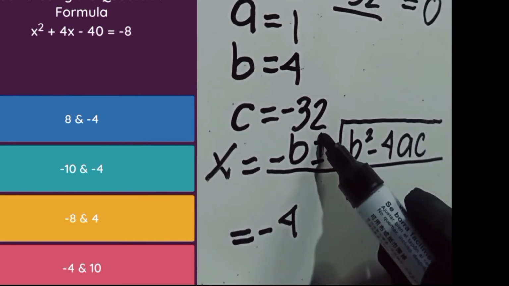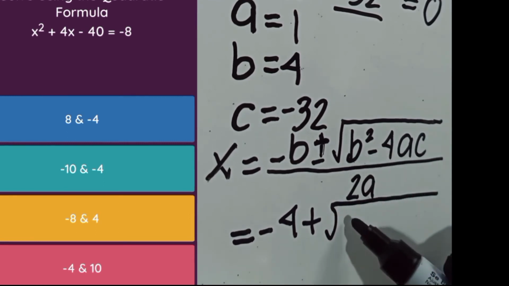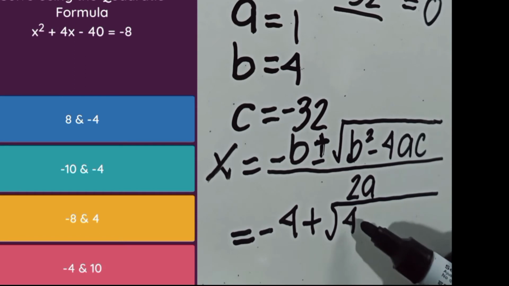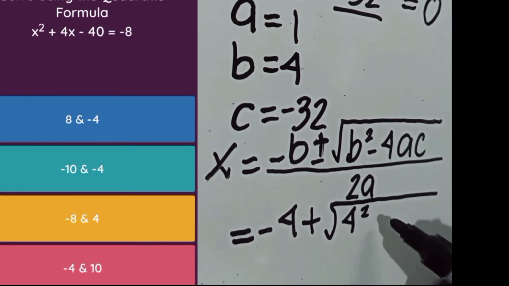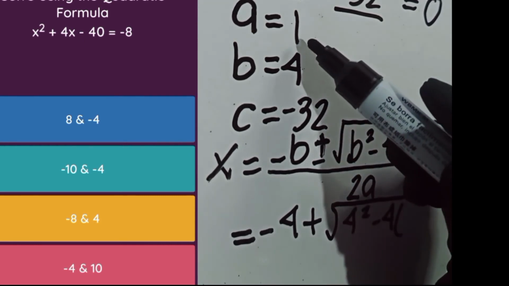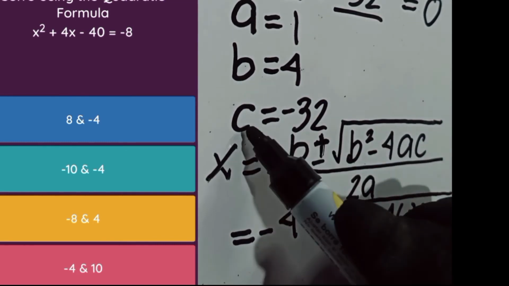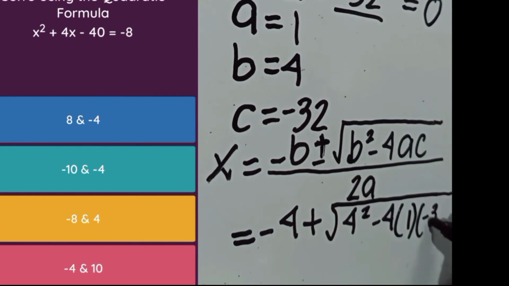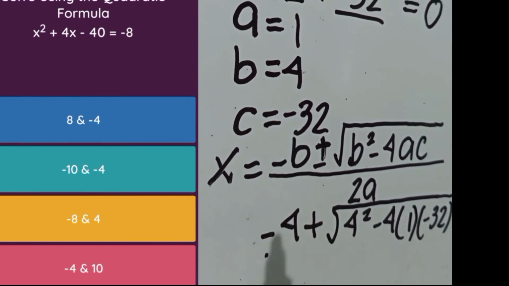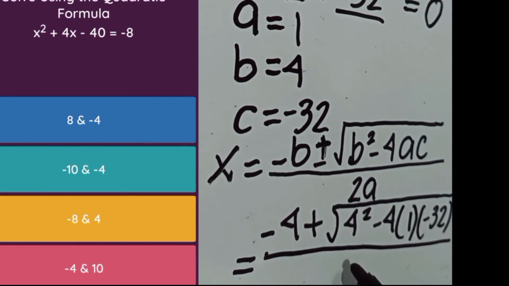So we have negative 4 plus or minus the square root of b squared, b which is equal to 4 squared, minus 4a which is 1 there, and then c which is equivalent to negative 32. So just substitute. I write the plus sign first there in the above equation. The equal sign should be aligned, and the fraction bar is in between the equal sign.